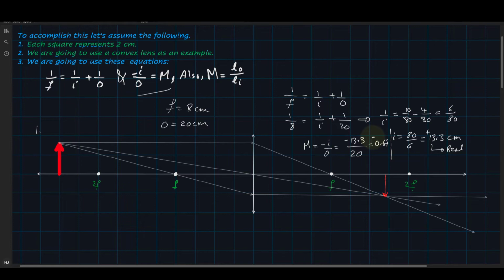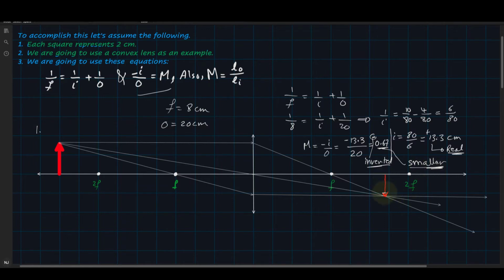All right, now this minus sign here tells us that the image is inverted, and since this number for the magnification, as you can see, it's unitless. Since this number is less than 1, the image should be smaller. So we got 3 different properties: real, inverted, and smaller. And that's what we have here.